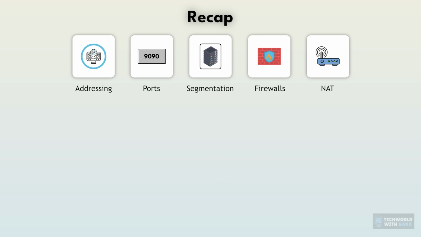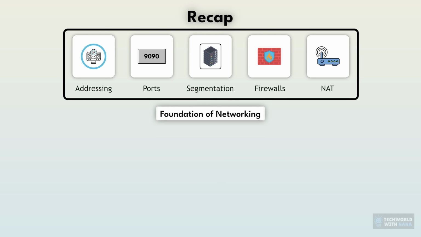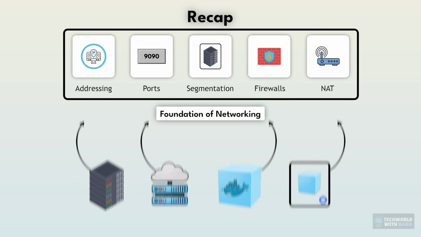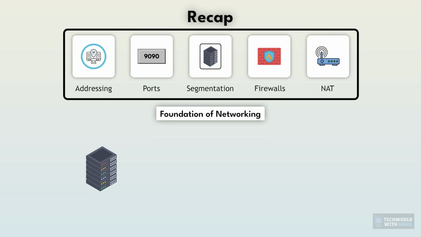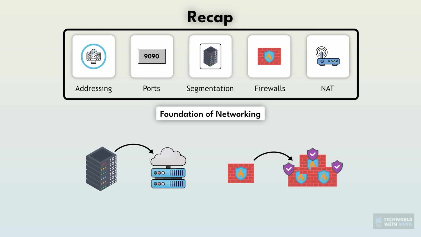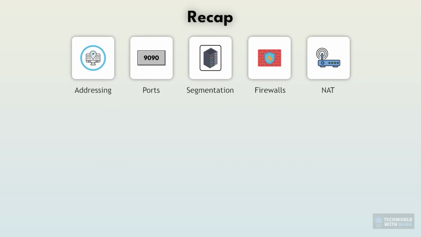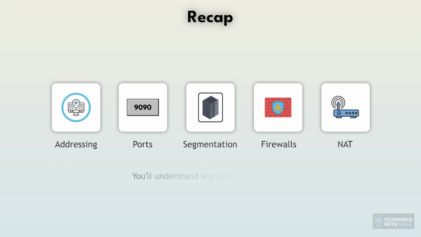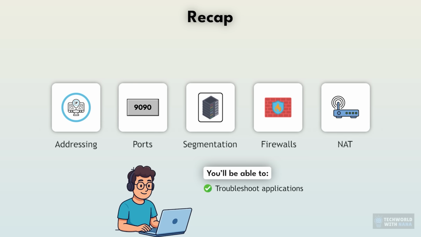So these 5 concepts are the foundation of networking, and whether you are working with physical servers, cloud infrastructure, Docker containers, or Kubernetes pods, these principles actually remain the same. So the tools change. We went from physical routers to VPCs, from physical firewalls to security groups, but the concepts never change. So if you master these fundamentals and you understand those basic networking concepts, then you will understand any networked system and you'll be able to troubleshoot and optimize applications at any scale.